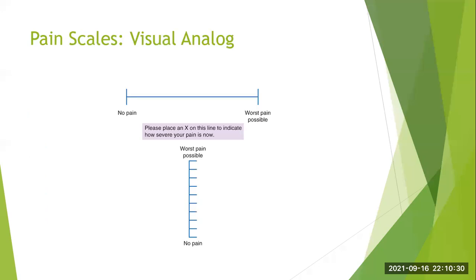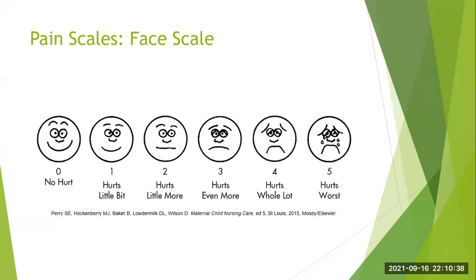So this is like a visual analog scale. You put an X on the line to indicate how severe your pain is. The faces scale, like nothing, hurts a little bit, hurts a lot, that sort of thing. Sometimes they'll use that with little kids.